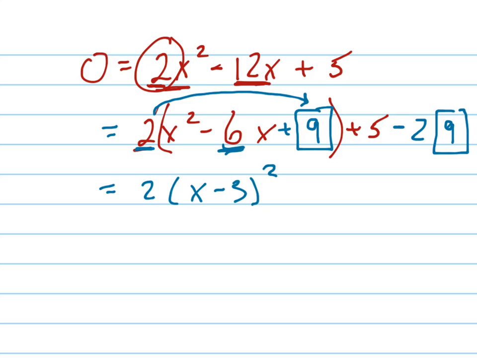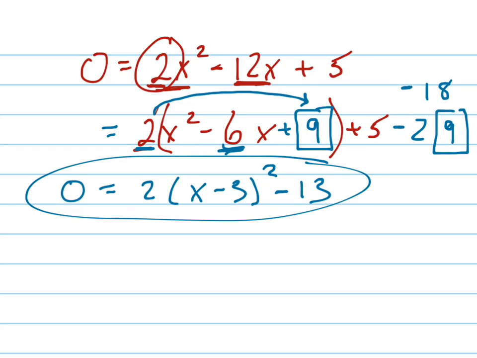There's my answer. And negative 2 times 9 is negative 18. 5 minus 18 is negative 13. And there's my answer after completing the square.